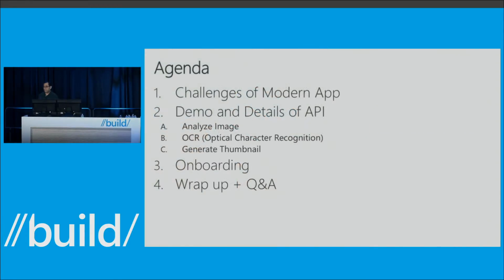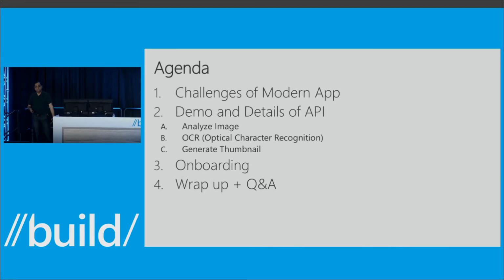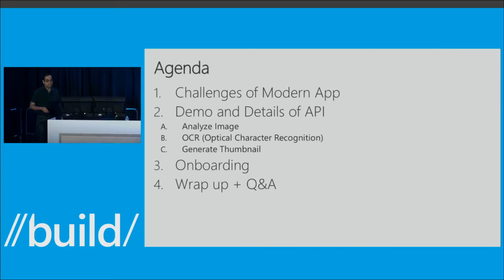The agenda for today: I'm just going to briefly talk about what the challenges are and why understanding images is very important. And then I'm going to show you a bunch of demos and then talk about the details of the API. The three APIs I'm going to talk about are Analyze Image, which is basically an image processing service which takes an image and tells you a lot of interesting information about it. The second one is OCR, which takes an image with text and converts it into machine-usable text. And the last one, which is one of my favorites, is Generate Thumbnail, where you take an image and smart crop it.